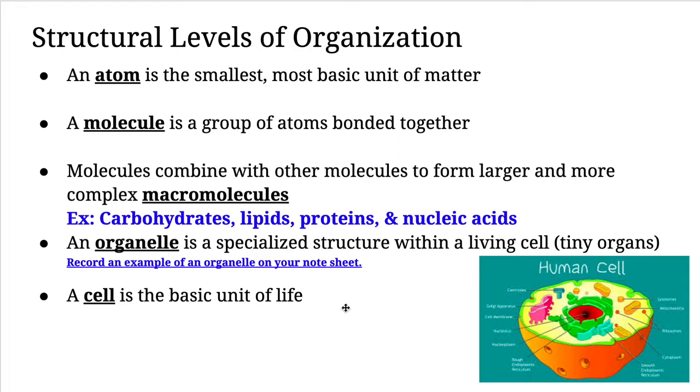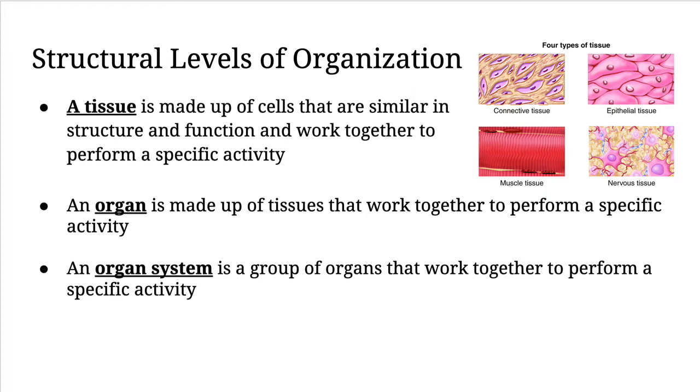When we put organelles together, that is going to make up a cell, and a cell is the most basic unit of life. So all of these levels, atom, molecule, macromolecule, and organelle, those are all considered non-living. So on their own, they would not be alive or considered a living thing. But once you reach the level of a cell, now we get into where it's considered to be a living thing. If we are to put cells together, that's going to make up tissues.